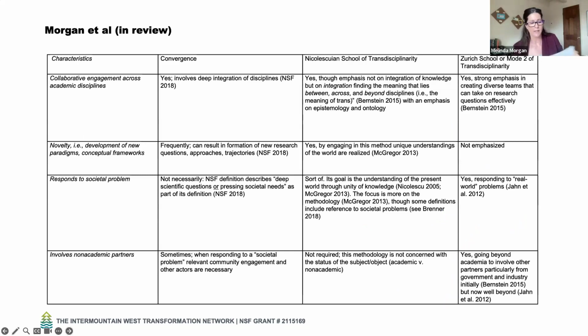I recognize here that there's absolutely no way that you can actually read this table. But this is maybe my pitch for you actually reading the papers. I'm going to ask Rachel now to put a link for the manuscript that we have in review right now in the chat. For those of you who are interested in diving a little bit deeper into this, this is our comparison of the Convergence, the Nicolescuian school, and the Zurich school with some of the key characteristics that we've just been talking about: collaboration with academic partners, non-academic partners, responses to societal problems, and some other characteristics, to see how they compare and contrast to one another.